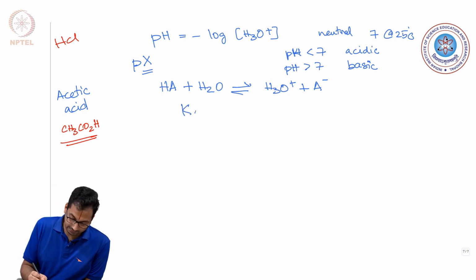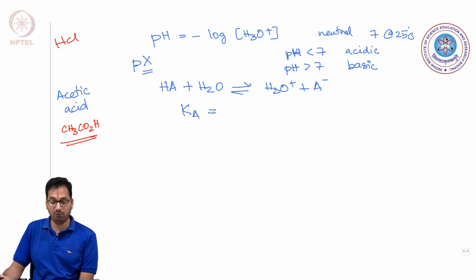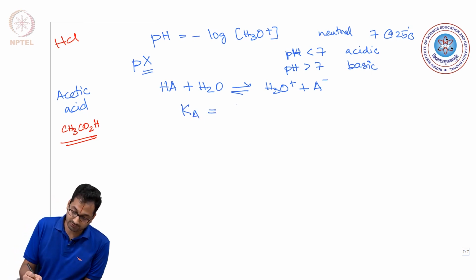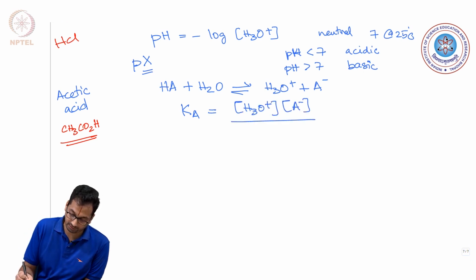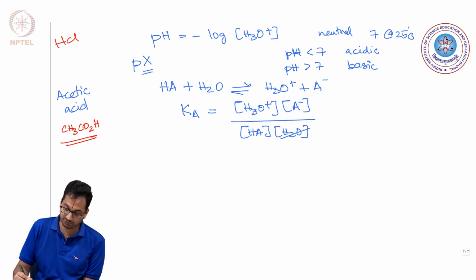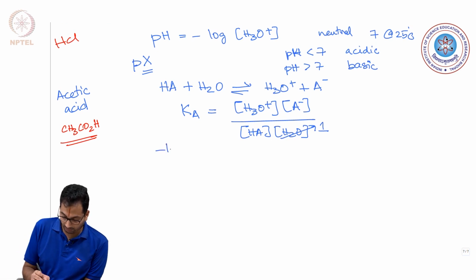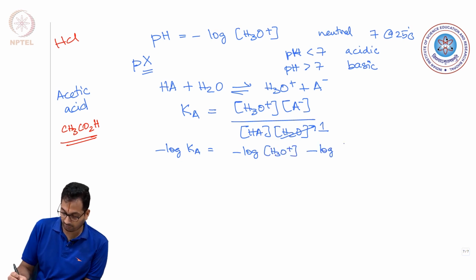So why don't we write the equilibrium constant assuming low concentrations of this weak acid. You are going to express it in terms of the concentration of the hydronium ion times the conjugate base A minus, divided by HA times H2O. As we just mentioned, H2O is in its pure state, so we will approximate it to 1. Then we can take a logarithm on both sides. Minus log Ka is going to be minus log of H3O plus minus log of the concentration of A minus divided by HA.